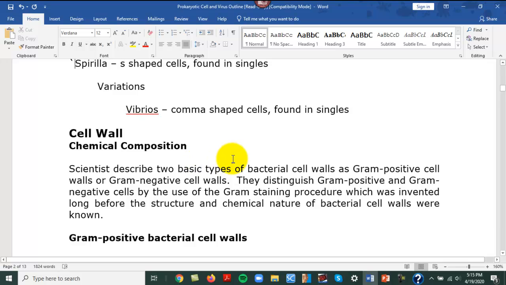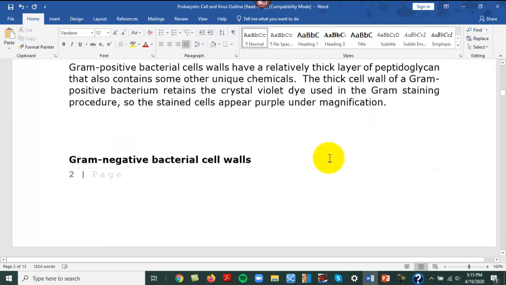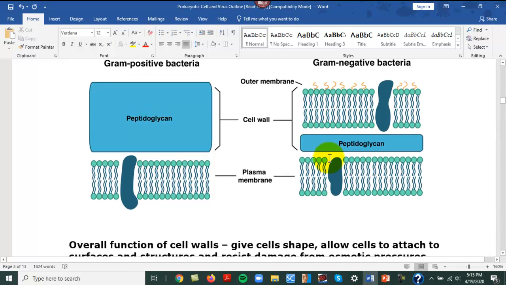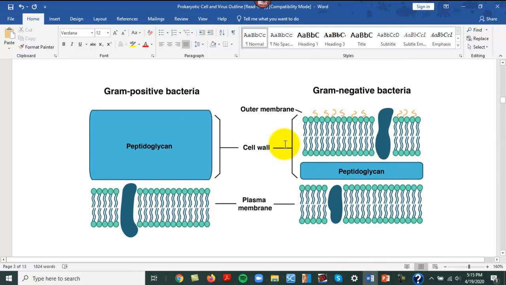Now, the cell wall. There is a guy who came up with a way of staining to determine this. You could almost put bacteria into two categories. Ones that are gram-negative, and then ones that are gram-positive. And here's the reason why. I like simple diagrams. This one's very simple.